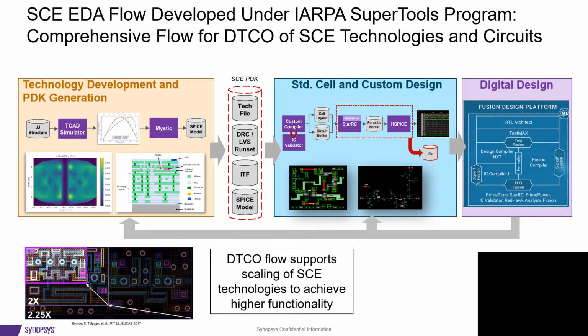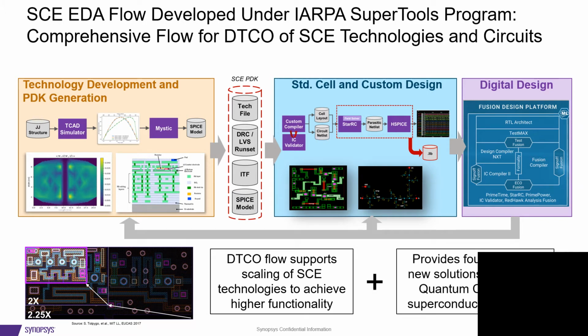And based on that, you end up with a .lib, a library of standard cells, which you will use for the backend. Here, of course, I'm ignoring that for custom designs, that by itself is a step that will take you all the way. So essentially, the DTCO flow supports scaling of superconducting electronic technologies to achieve higher functionality. Also, although we're doing all this flow work and front-end work for superconducting electronics, we have an eye for providing the same set of solutions for quantum computing superconducting designs, especially for qubits using superconducting qubits.